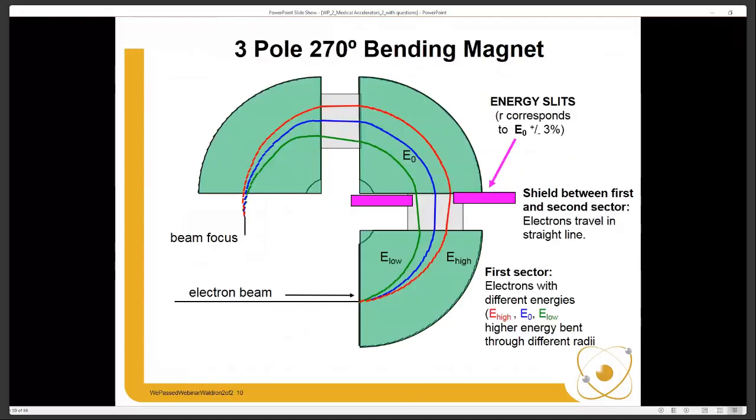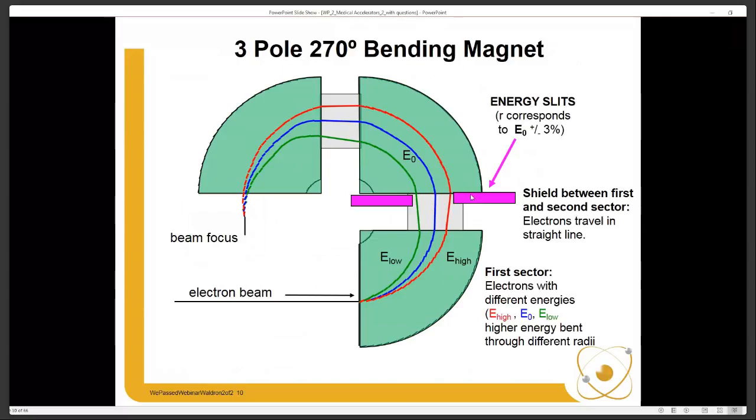So if I happen to have a Varian machine or a Siemens machine, I'm generally going to have what's called a 270-degree bending magnet. And generally on these machines, the electron beam is shown entering horizontally from the left here. When it enters the first portion of the magnetic field, it is spread out. Higher energy beams are the red path, lower energy beams are the green path, and the selected energy, which I'm showing as E naught here, is the blue path.